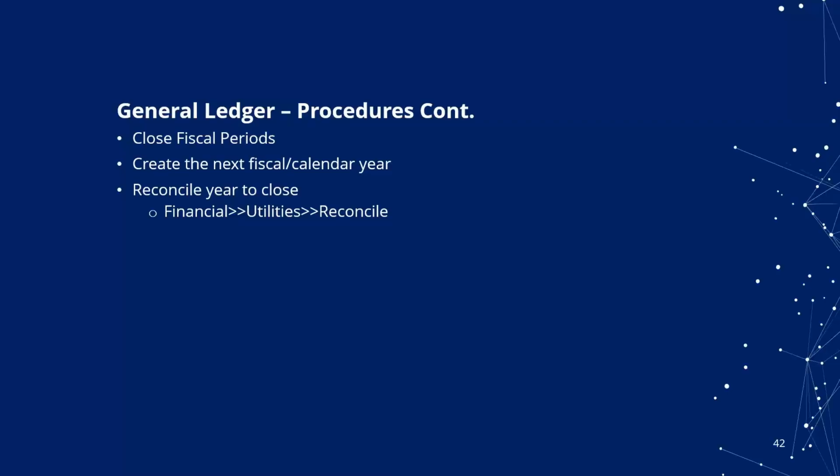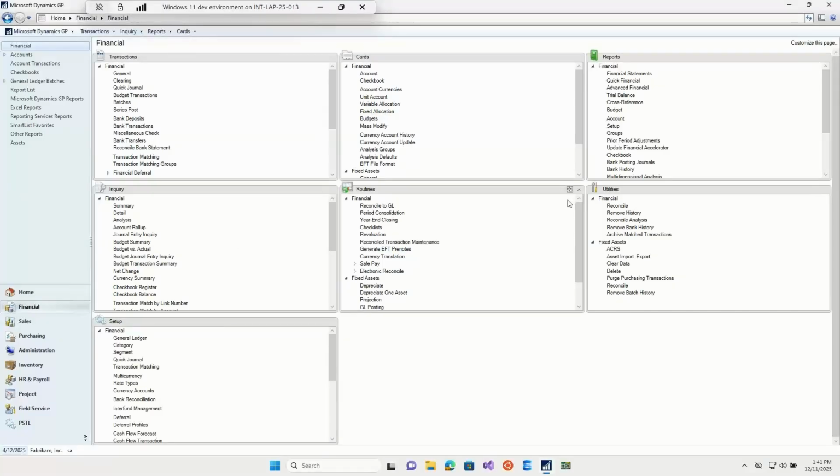And you have to have all users log out when you do the close. And it'll prompt you for that when you try to close it if there's users in the system. Then if you run into a problem, you can always use the reverse historical year closing. I'll show you that too here.